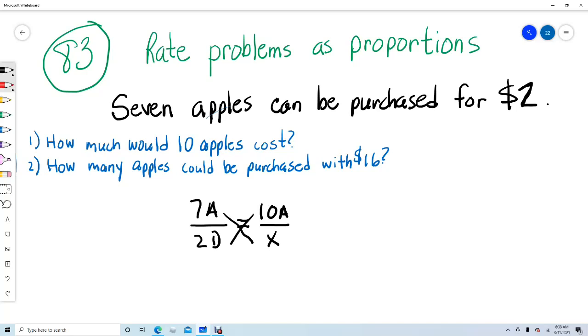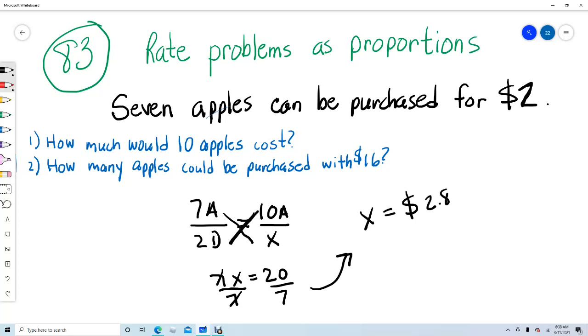So when I do my math, I drop out my units momentarily. So 7 times x is 7x. I set that equal to 10 times 2, which is 20. Now I need to get x by itself on the left. I divide both sides by 7. These cancel. Once again, we're left with 20 over 7. I won't work that out again for you. That was $2.86.